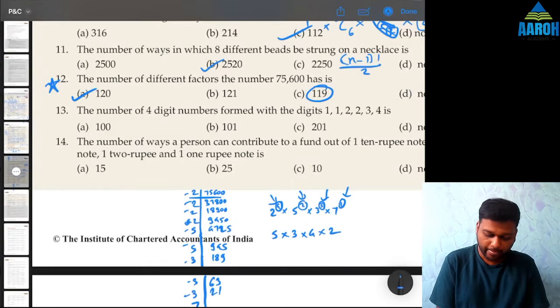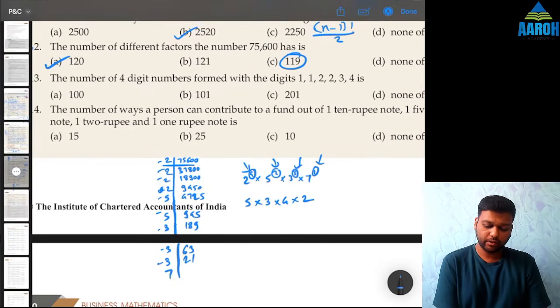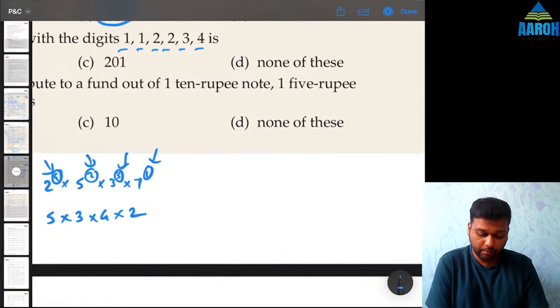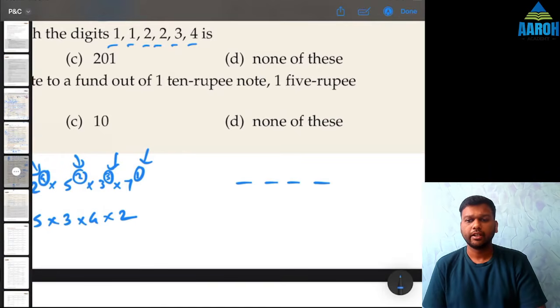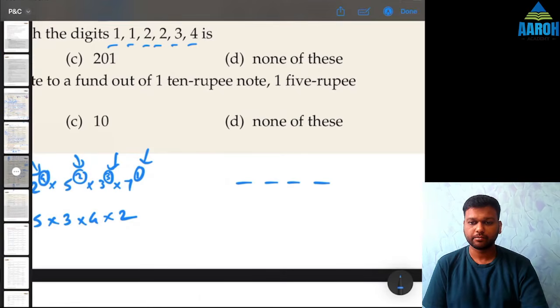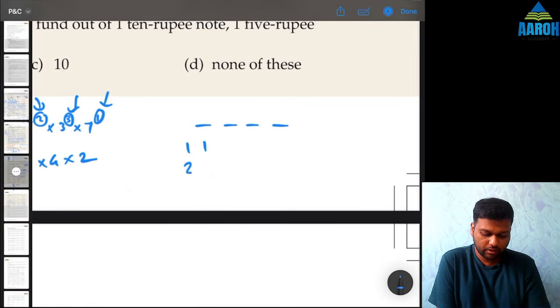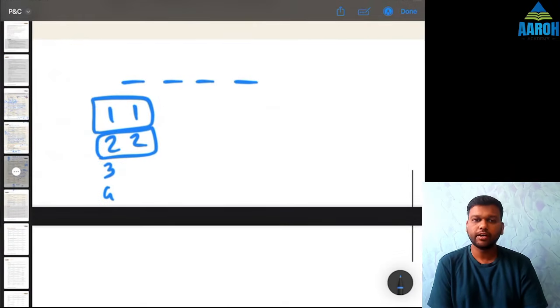Next, the number of 4-digit numbers formed with 1 1 2 2 3 4 is, okay, number of 4-digit numbers, so we have to form something like this. Okay, now again here there might be some cases, so concentrate carefully. Just like that question of the word examination, we have 1 2 times, 2 2 times, 3 and 4. So these are same letters. How can we form a 4-letter word?